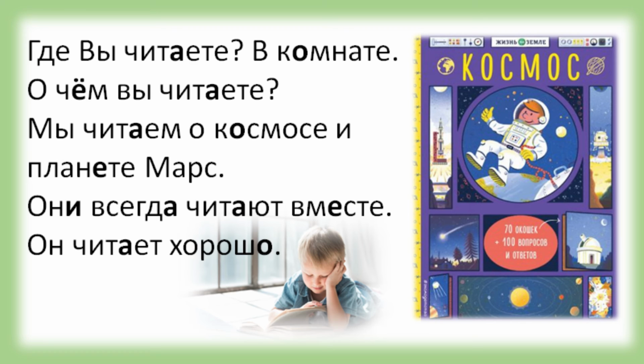О чем вы читаете? What are you reading about? Мы читаем о космосе и планете Марс. We read about space and the planet Mars. Они всегда читают вместе. They always read together. Он читает хорошо. He reads well.